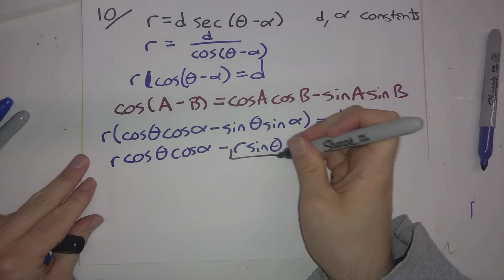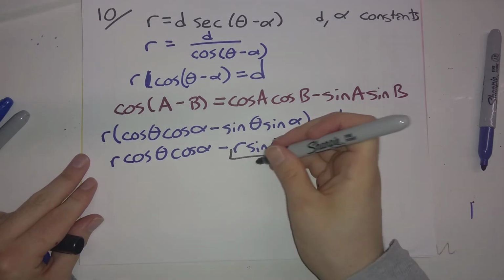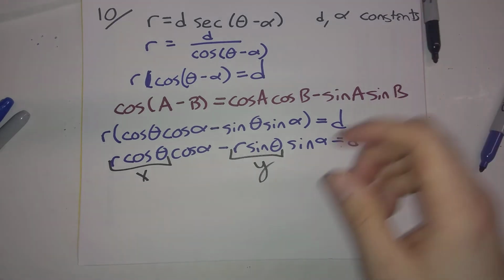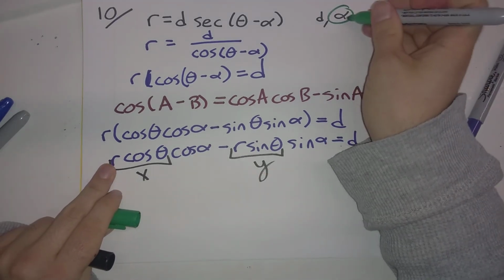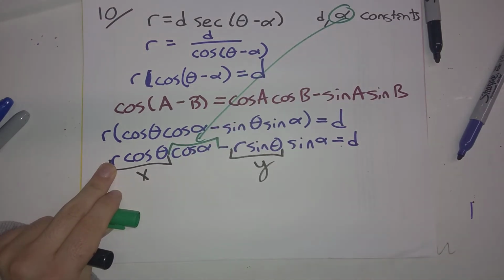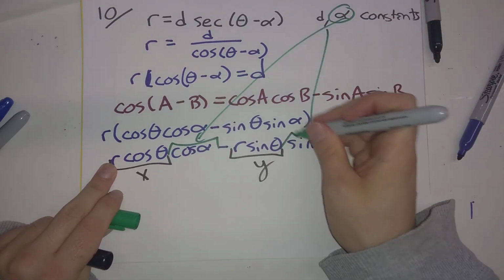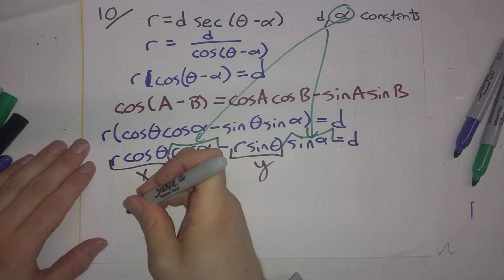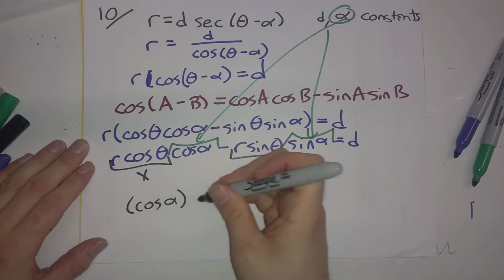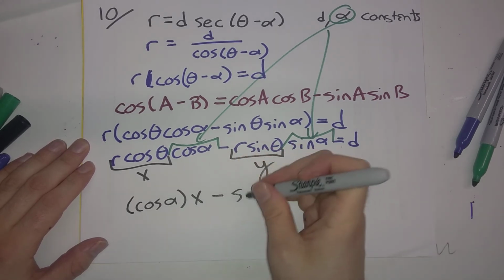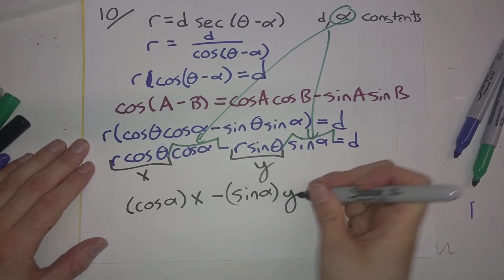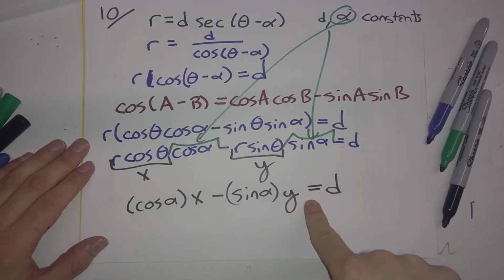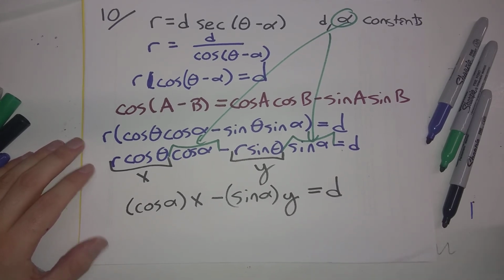Now what decisions can I make here? Well, this is y. And this is x. And if alpha is a constant, cosine alpha is also a constant, sine of alpha is also a constant. So what do we have? We have cosine alpha times x minus sine alpha times y is equal to d. Constant times x minus a constant times y is equal to d. That's an equation of a line.